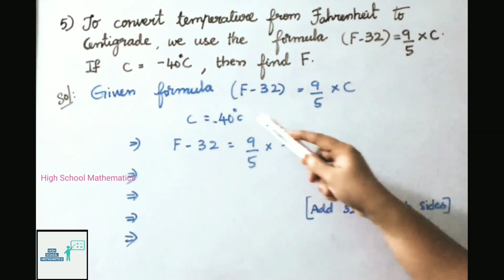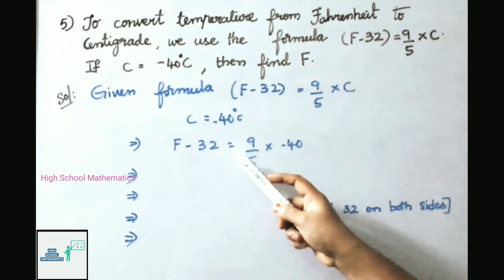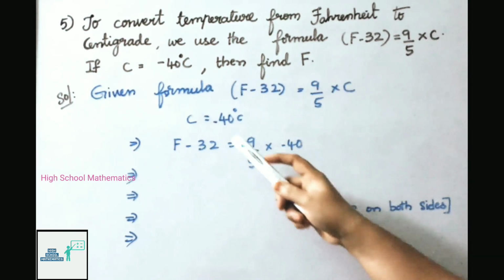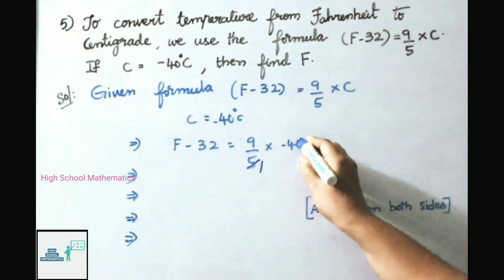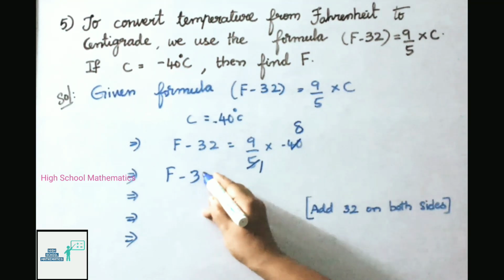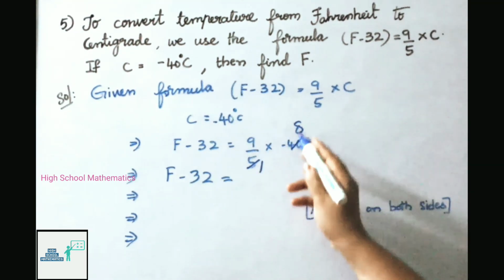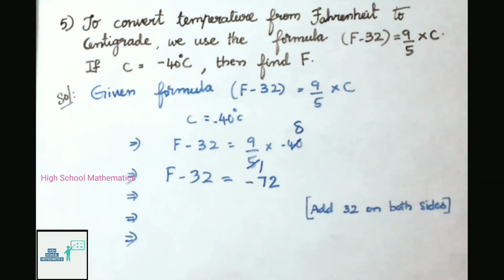Let us substitute this value in the given formula. That implies F minus 32 equals 9 by 5 into C value, minus 40. 5 ones are 5, 5 eights are 40. That implies F minus 32 equals 9 into minus 8, that is minus 72.